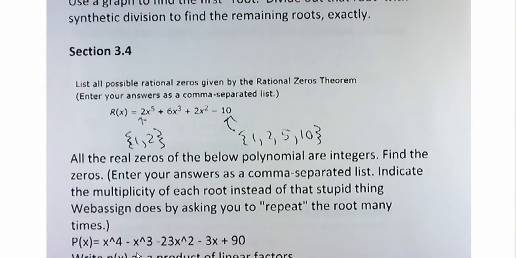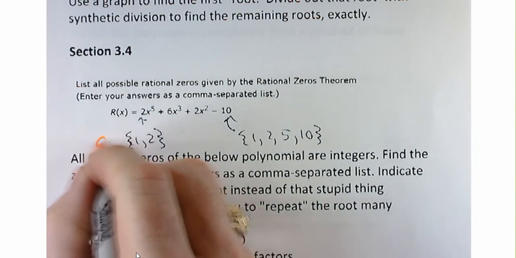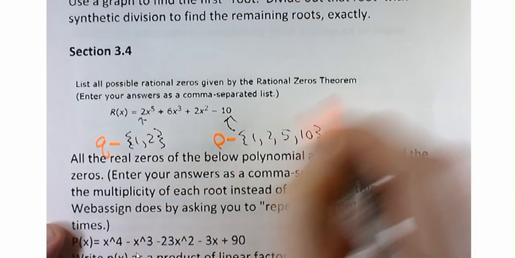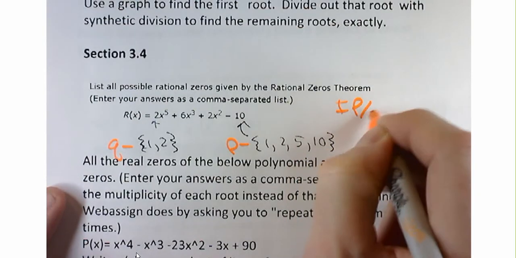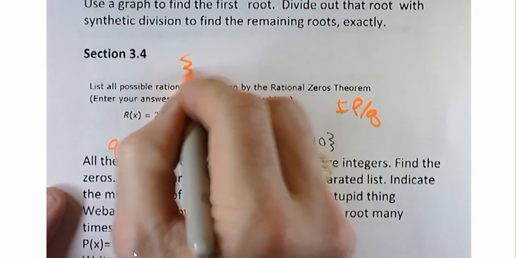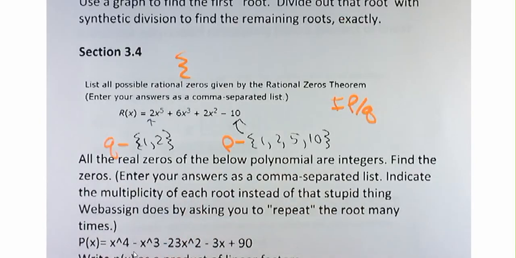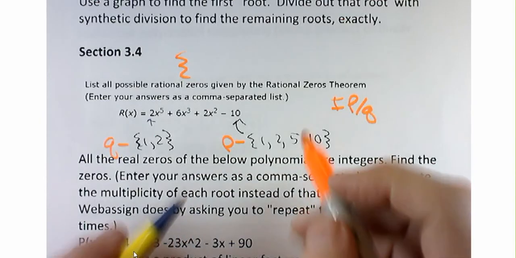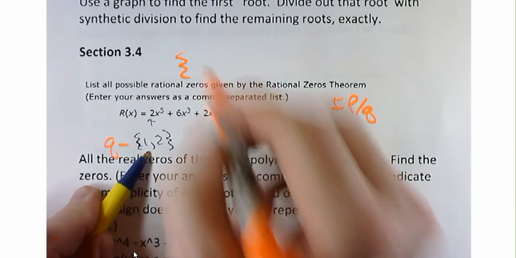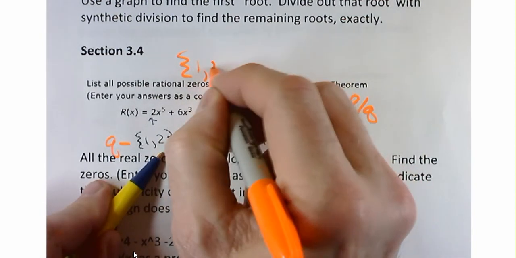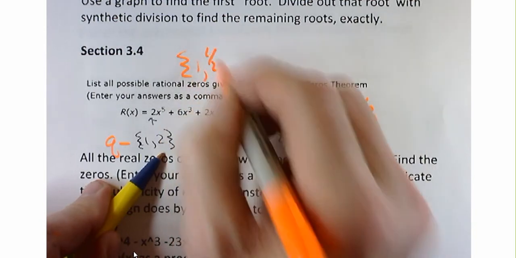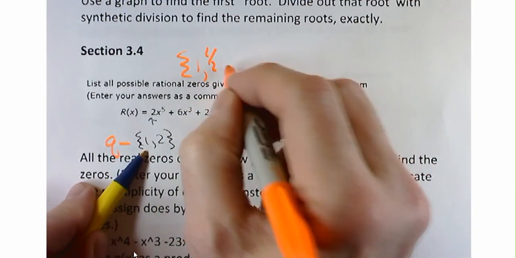Your possible rational roots are going to come from this. This is your Q, this is your P. You want to look at combinations of plus or minus P over Q. Now when you're doing this, just be methodical. Do 1 over 1, and then 1 over 2. Actually 1/2. And then 2 over 1.